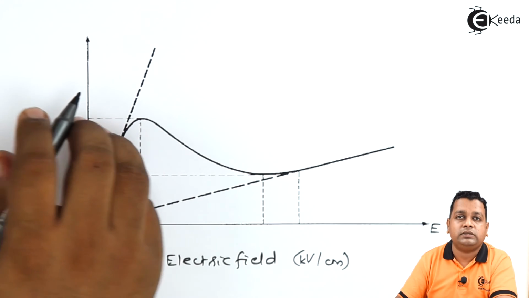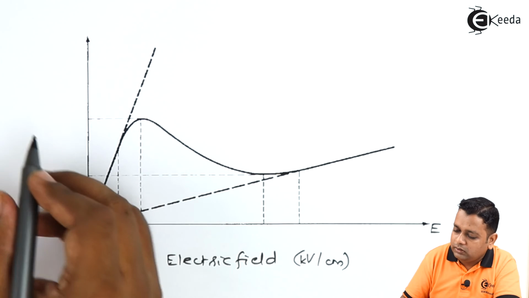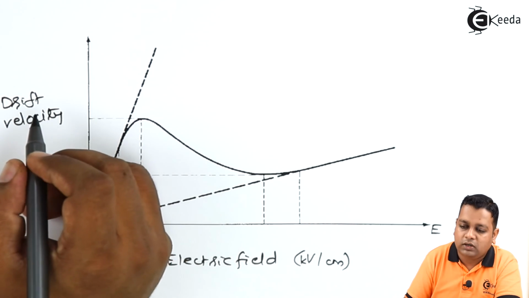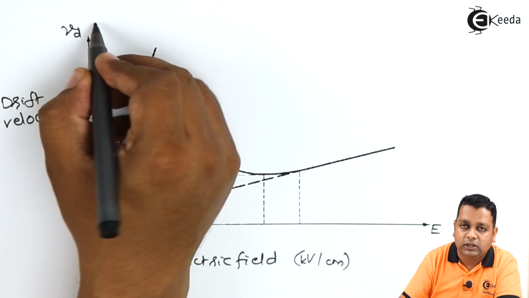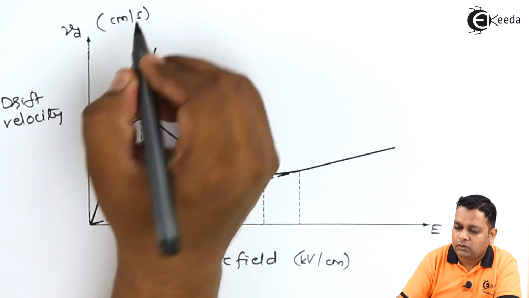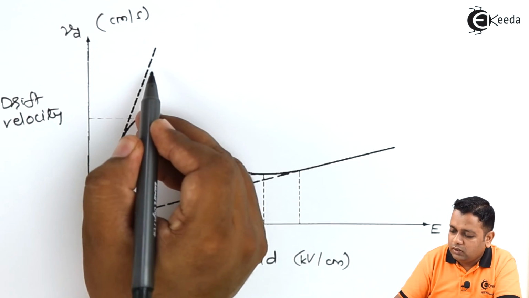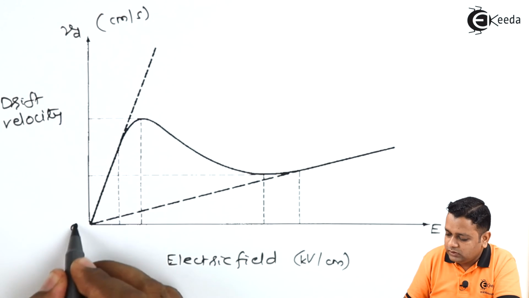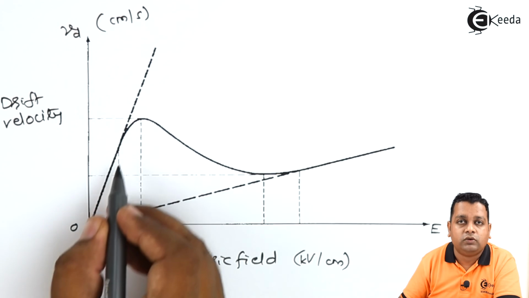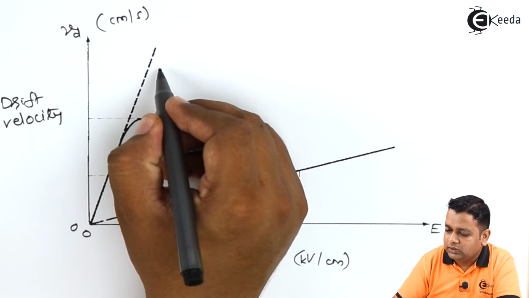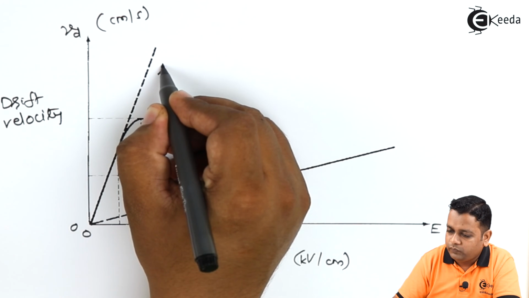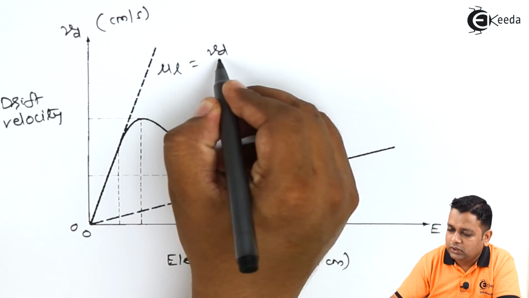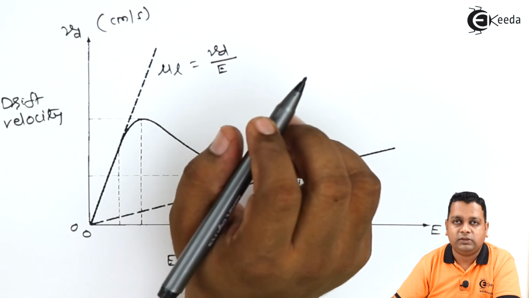Whereas on the vertical axis, instead of cross-sectional current density, we take the drift velocity, denoted by V suffix D, in centimeter per second. So this is the original curvature if there is no exhibition of negative resistance. Here we start at 0, E increasing, and the velocity of the electron also increasing. This relation can be given as mu L, the mobility of the electron in the lower valley, equal to the drift velocity divided by the electric field.